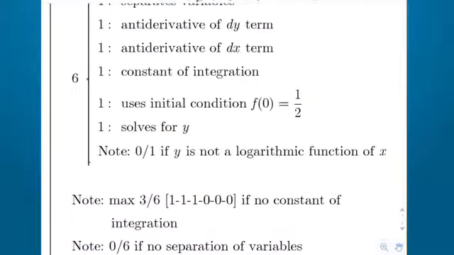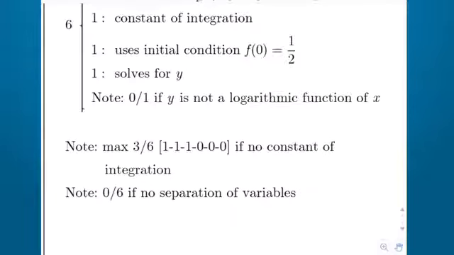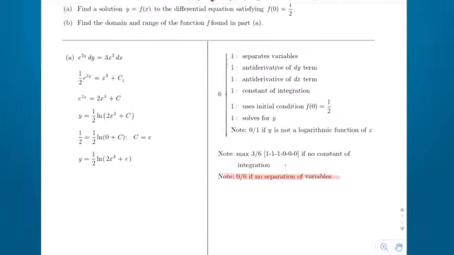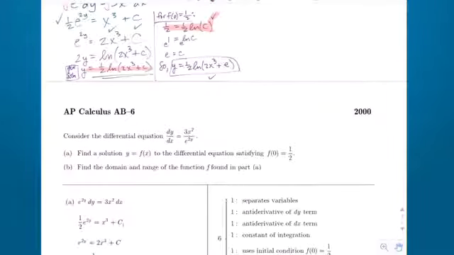So you would lose a point if it wasn't a log function. But look at this one down here. Here's the other note, and they always have this. Note, 0 out of 6 points if no separation of variables. So it's plus 1 if you do it, and minus 6 if you don't. Seems fair. Yeah. Okay. So with 6 points, there's only 3 left out there, and we're going to get all of them. So here's what it says next.